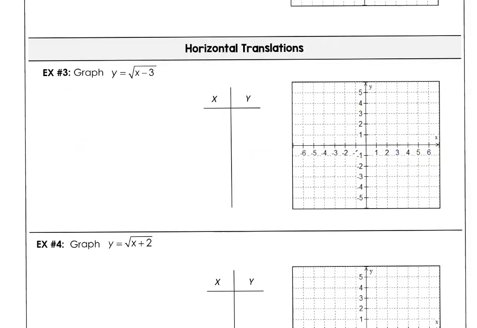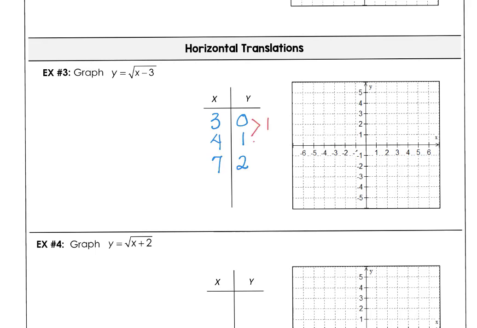In example 3, you notice that the argument is x minus 3. What does that do to our function? If you substitute a 3 in for x, the square root of 0 is 0. If you substitute a 4 in for x, we're taking the square root of 1, that's 1. And then I want to produce the square root of 4, so I need to put a 7 in there for x, and the square root of 4 is 2.